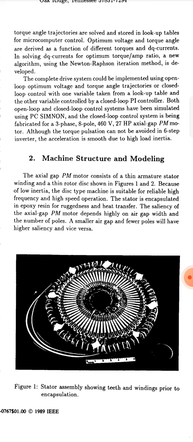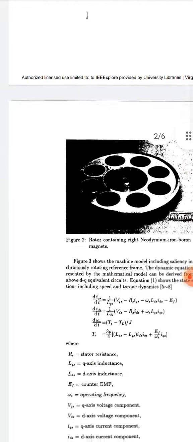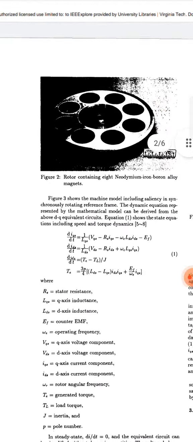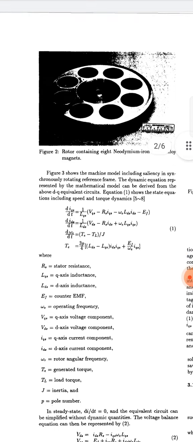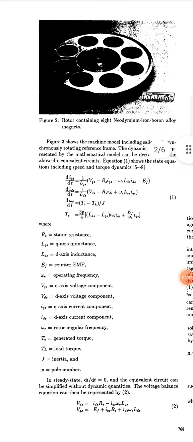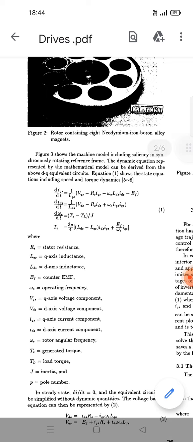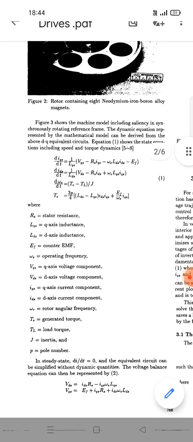Figure 1: the stator assembly showing the teeth and winding, prior to encapsulating. Figure 2: the rotor containing 8 neodymium iron boron alloy magnets. Figure 3 shows the machine model in the synchronously rotating reference frame.